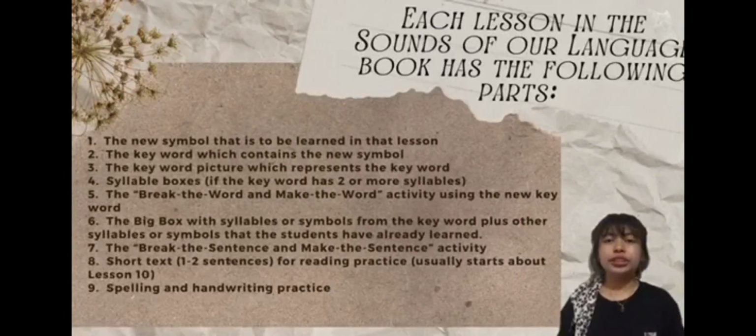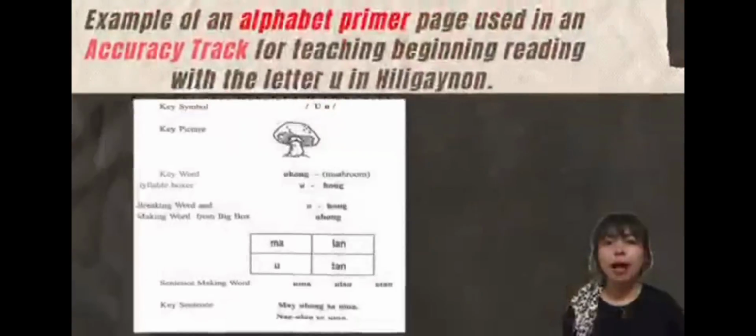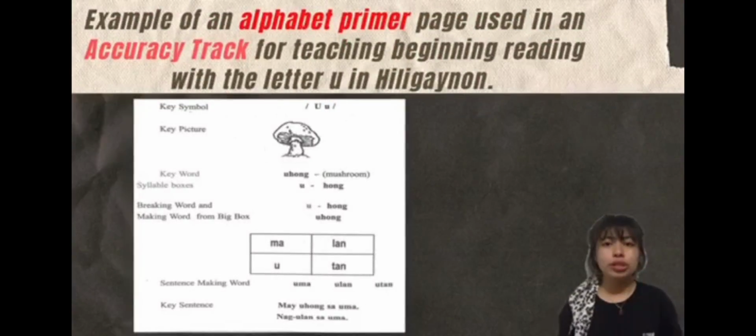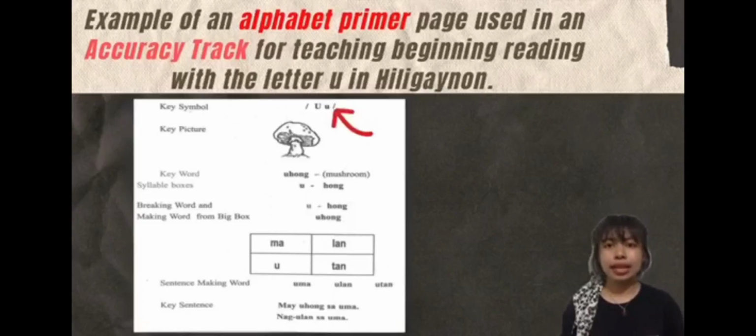For us to understand further the parts of the Sound of Language Book, here is an example of an alphabet primer page used in the accuracy track for teaching beginning reading with the letter U in Hiligaynon. First is the U symbol, followed by a U picture, and then the U word uhong. The next step is to syllabicate the word uhong.